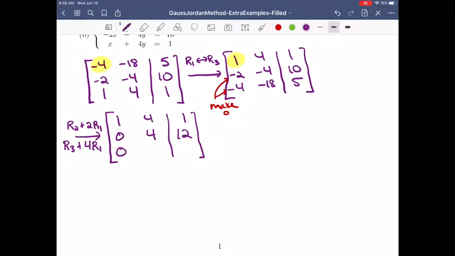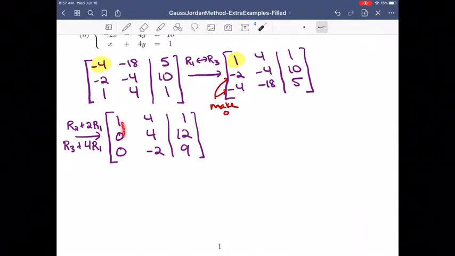-18 plus 4 times 4, so plus 16, that's going to be -2. And 5 plus 4 is going to be 9. Okay, so now I'm done pivoting in column 1.